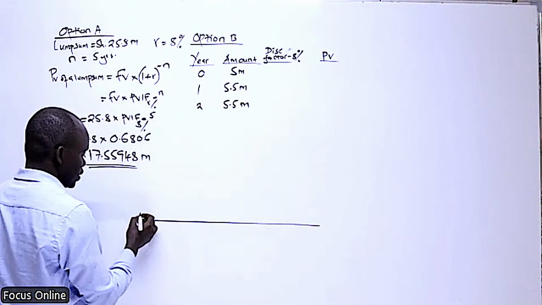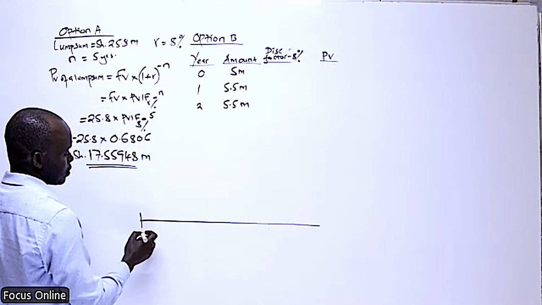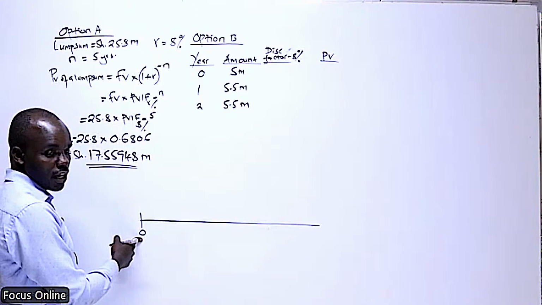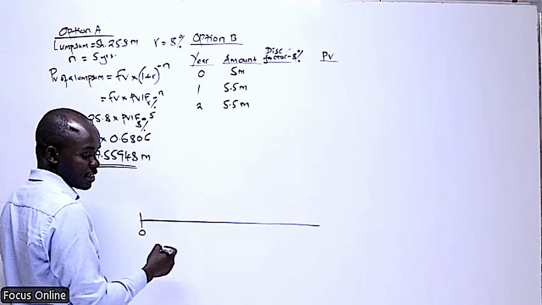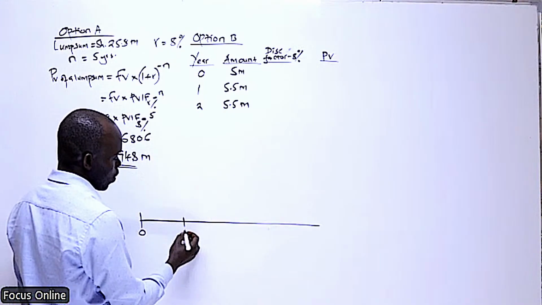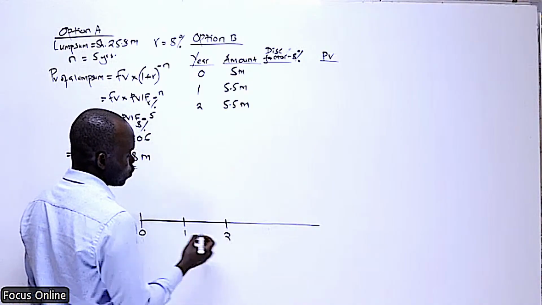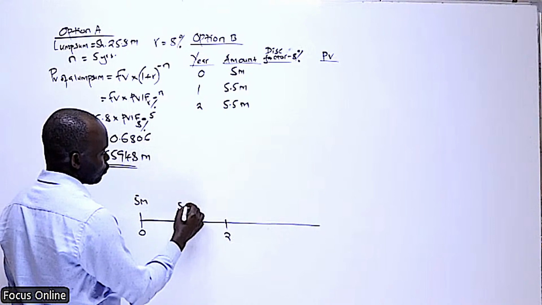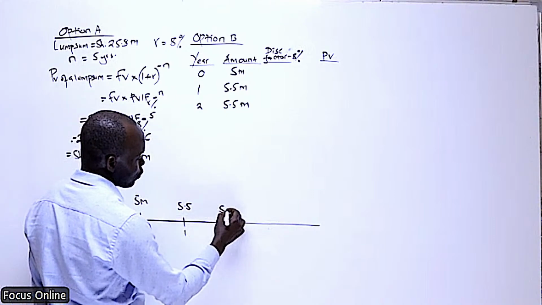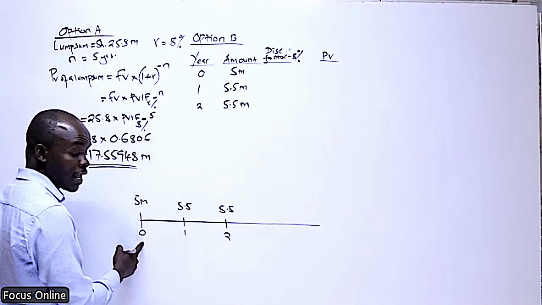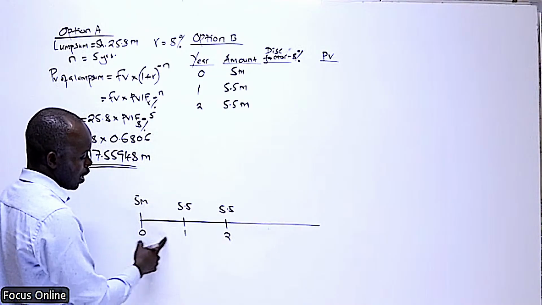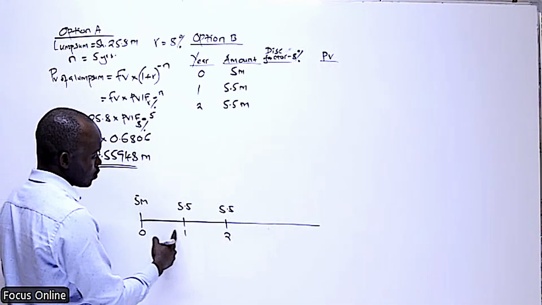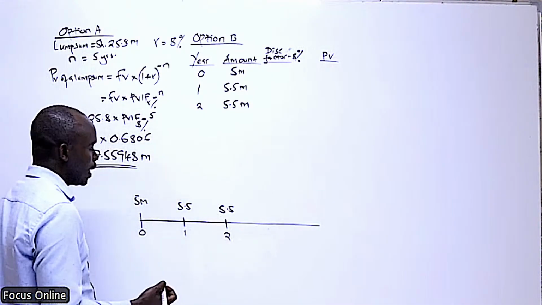If we can illustrate here, this is year zero, this is now, in present value terms, today, present. Then we have year one, and we have year two. 5 million will be paid here, 5.5 million here, and 5.5 million here. After 1 year, 5.5 million. After 2 years, 5.5 million.